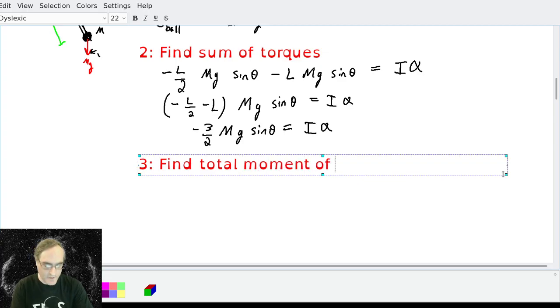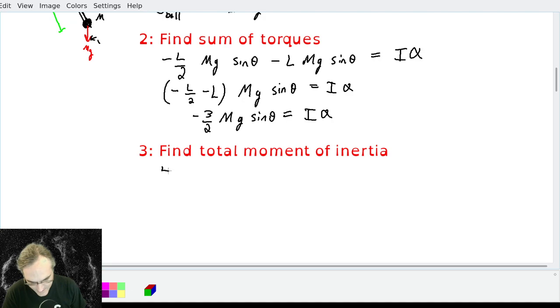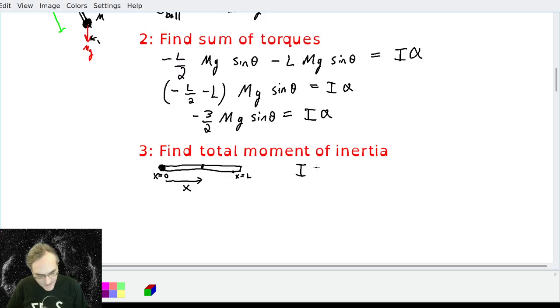Find the total moment of inertia. Alright, I'm going to take a moment to do this properly. We have a skinny little rod, and we've got the pivot at one end. We'll set that as x equals 0. The other end will be at x equals L. We're going to look at a point somewhere partway along this at x. And we want to find I is equal to integral of r squared dm.